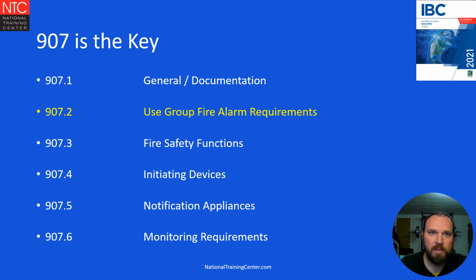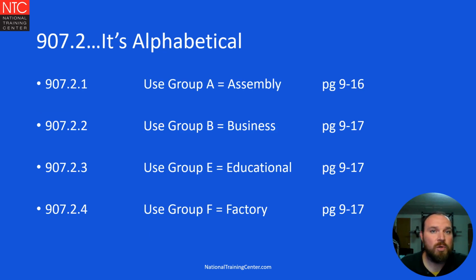A lot of people get intimidated with this book because it's big. It's used for design and sales for a majority of it, but really, honestly, we utilize about 10 pages of this entire book as it pertains to fire alarm. Using 907.2 is very, very simple. It's alphabetical order. Every new section in 907.2 is a new use group, which makes the use of this book very easy to find information, very quick and effective.